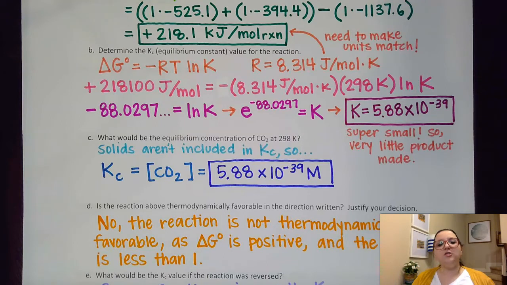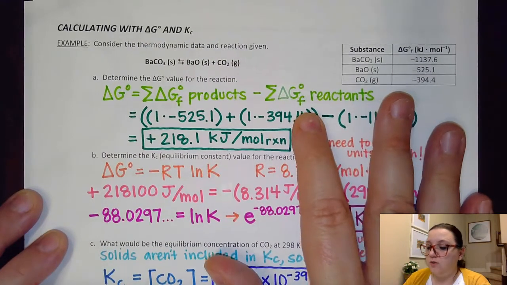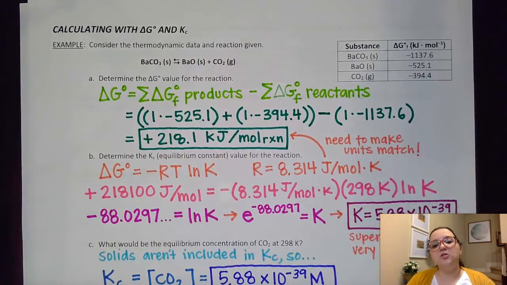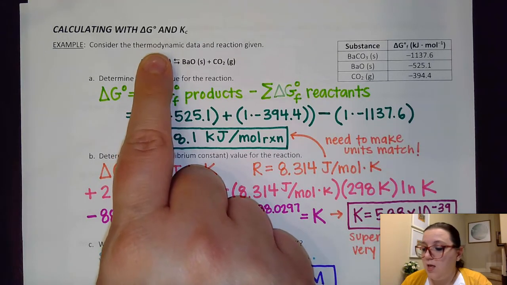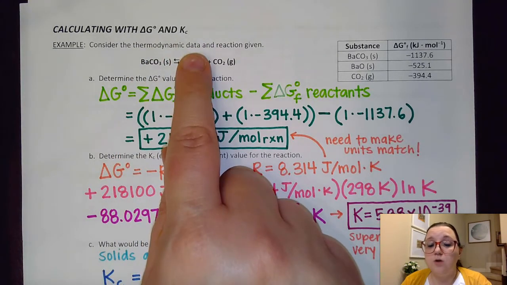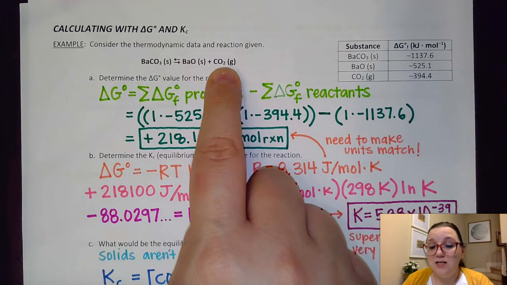Now, the next question is kind of interesting. It asks what would be the equilibrium concentration of CO2. So think back to this reaction here. If I was to write a Kc expression, remember solids as well as pure liquids don't get included in a Kc expression. So that means that this BaCO3 would not get included, and this BaO would also not get included. Your Kc expression would literally be just CO2.